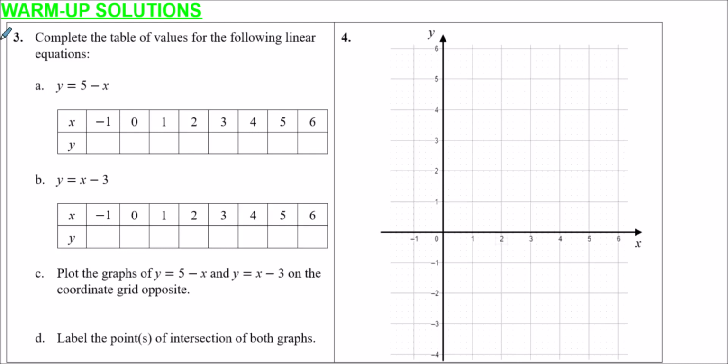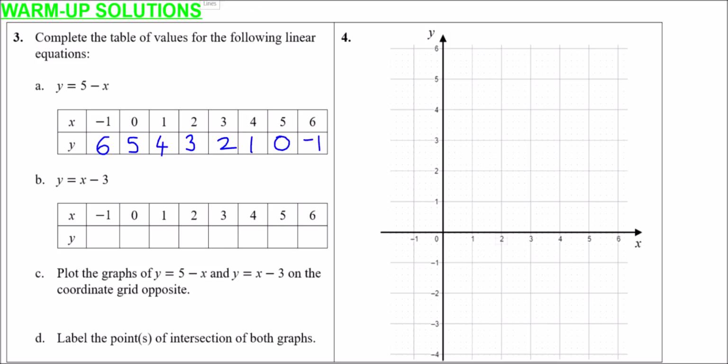Questions 3 and 4 are grouped together because essentially they're part of the same question. So for question 3, A and B, we have a table of values to complete for an equation. So we have y equals 5 minus x. So whatever x is, y is 5 minus that. So first of all, when x is minus 1, y will be 5 minus minus 1, which will be 6. Next, 5 minus 0 is 5. And I'm sure you'll see the pattern that it just goes down in ones each time. So filling in the grid is going to look like this.